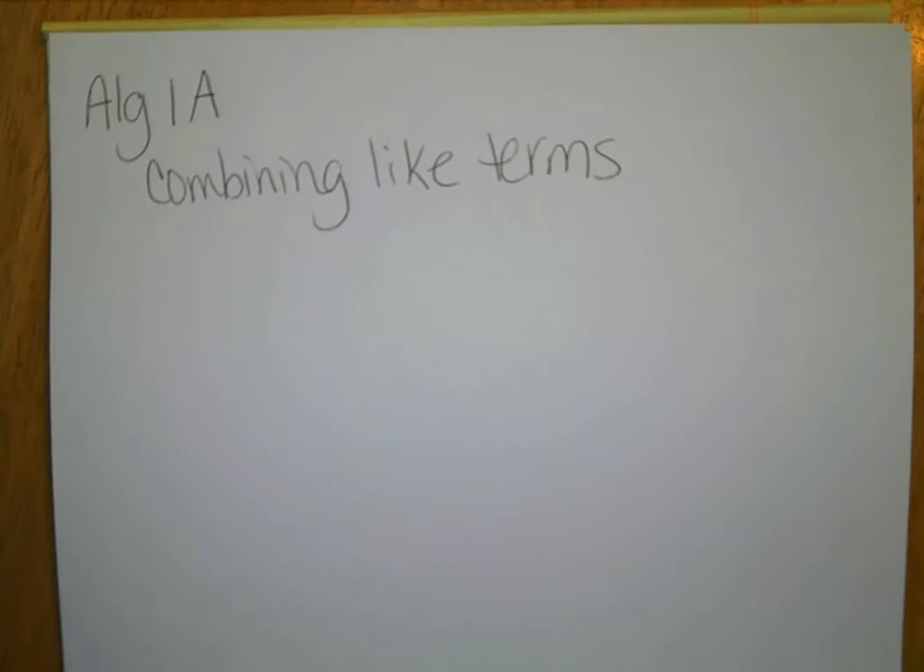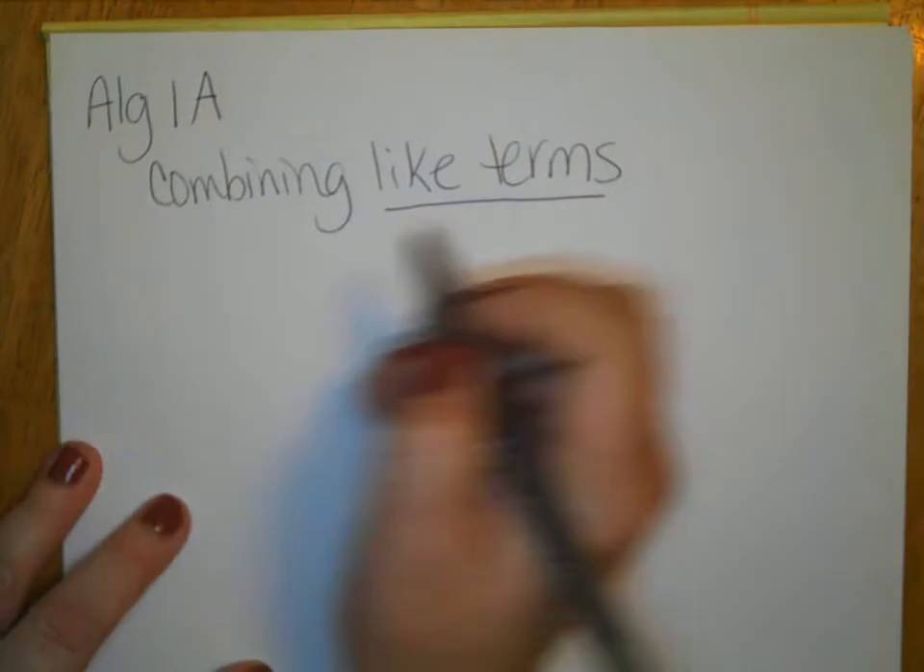The first thing that we're going to talk about is combining like terms. I know that it's a review for some of you from pre-algebra. However, I think it's important enough to go over again. So I guess what we should talk about is, first of all, what are like terms?